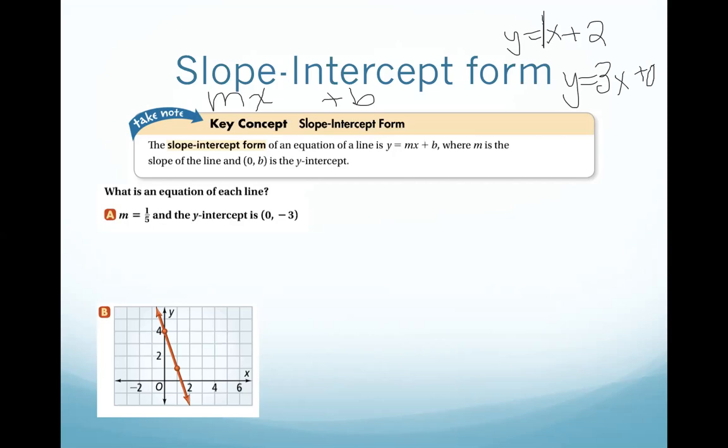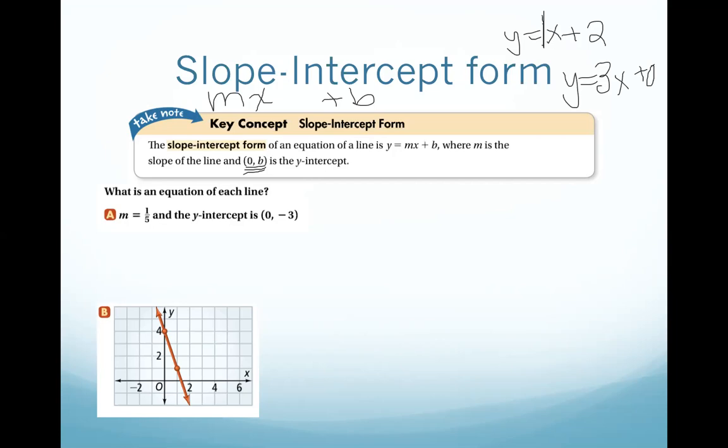Okay, so let's look at slope-intercept form. Slope-intercept form is an equation where the line is y equals mx plus b. m is the slope. Notice it's multiplied to x. And (0, b) is the y-intercept. Notice that that is as an ordered pair. That's very important: not b, but (0, b), the ordered pair.